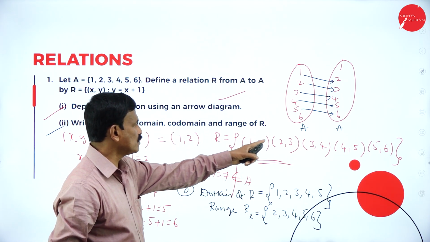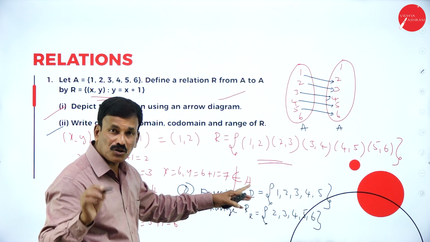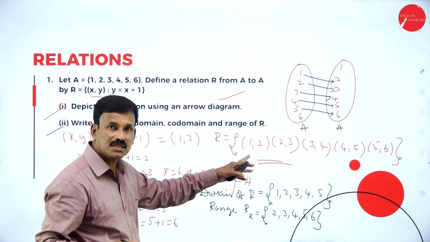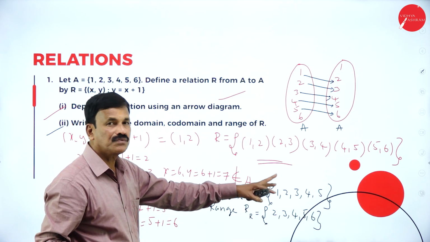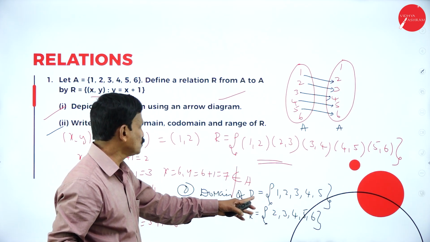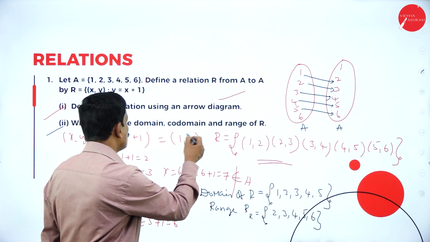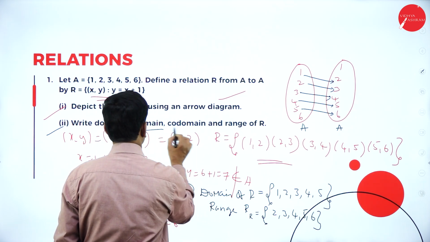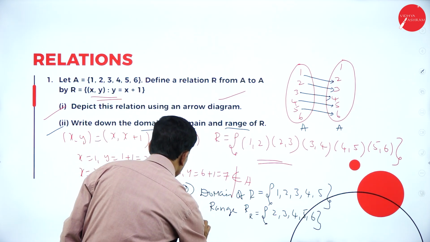Right. So the domain of R is the set of all first elements of the relation. That is 1, 2, 3, 4, 5. What is the range? Range is the set of all second elements of the relation. 2, 3, 4, 5, 6. Then what is the codomain? So domain, range. Now codomain.